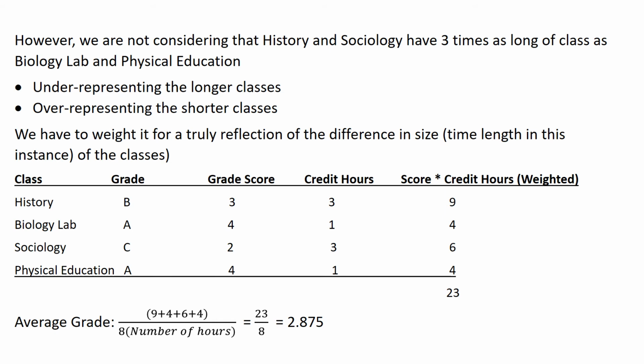Now I add up those scores times credit hours. That's my weighted scores. 9 plus 4 is 13, plus 6 is 19, plus 4 is 23. So when I add all those up, 9 plus 4 plus 6 plus 4, that's 23, and divide by number of hours I took, which is 3 plus 1 is 4, plus 3 is 7, plus 1 is 8. 8 hours. 23 divided by 8 equals 2.875. That's quite a bit lower than the 3.125 we had.